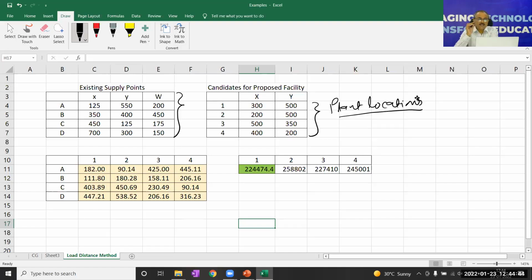So in the earlier case, we located the plant maybe at the center of gravity. So it's a single facility location decision that we considered. Now let's say we have 4 possible locations. So these are the 4 possible locations, and out of these 4 locations, we have to select 1 location.